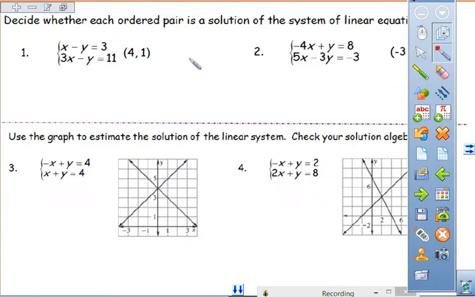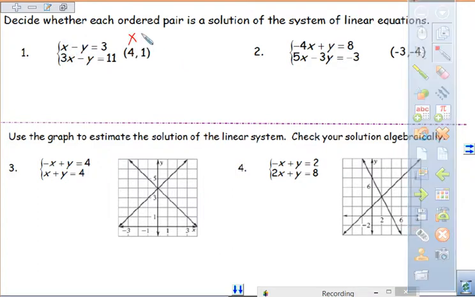Going back to number 1 and number 2, it says, decide whether each ordered pair is a solution to the linear system. What we're going to do is rewrite this equation. Our x is going to be 4 and our y is going to be 1. So we're doing this without a graph. They're telling us if you were to graph these two lines, this is where they would intersect. So this is us checking our answer. Like I said, 4 goes in for x, 1 goes in for y. Do I get 3? Yes, I do. Bottom equation, 3 times 4 is 12, minus 1 does give me 11.